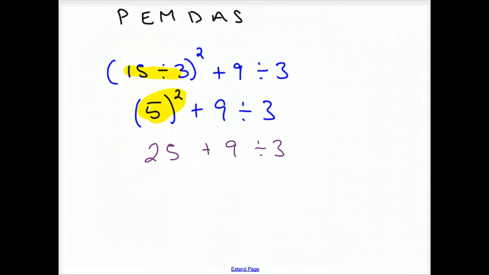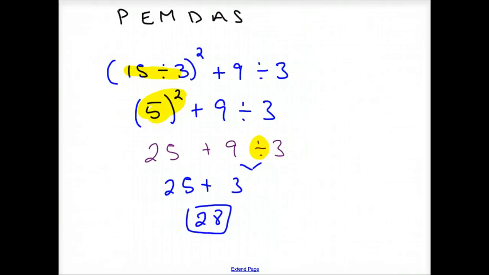Again, rewriting everything. Now again, I have addition and division. PEMDAS tells me to do my division before my addition. So I have 25 plus 9 divided by 3. I get 3. And last but not least, 25 plus 3, and I get an answer of 28. Take your time, write out all your steps.